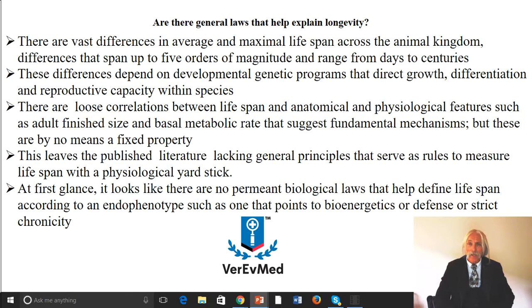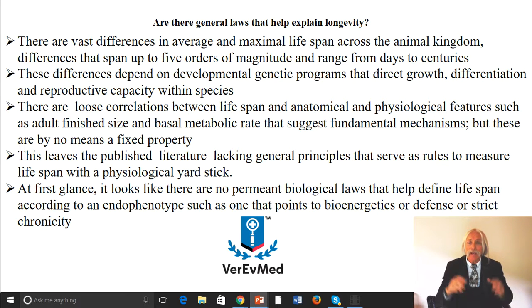There's no doubt about that. Our genome is directed, right? It is directing a developmental program to make a mature organism in a given species. So you get direct growth, differentiation, and reproductive capacity within a species. And of course, this is well developed. This is what makes us a species, what makes humans different, for example, from the Neanderthal, at least as far as we understand the Neanderthal, or maybe even from previous common ancestors that go back to what gave rise to, say, the great apes or the monkey lineages. So what else can we say about this? This leaves the published literature lacking, okay, in general principles.